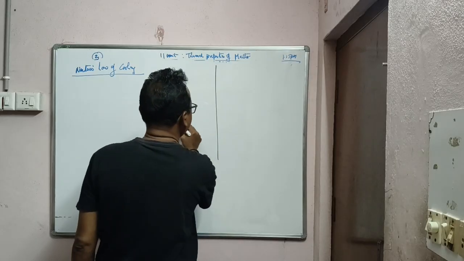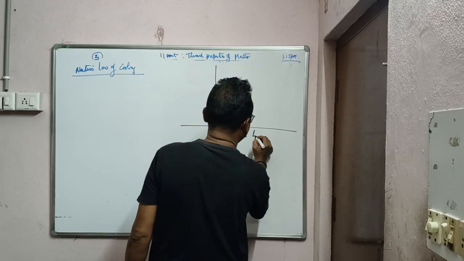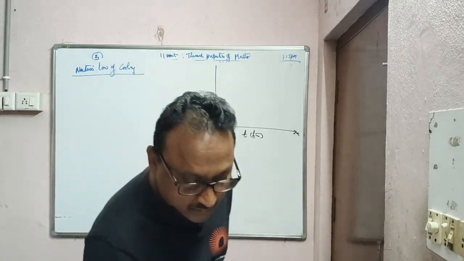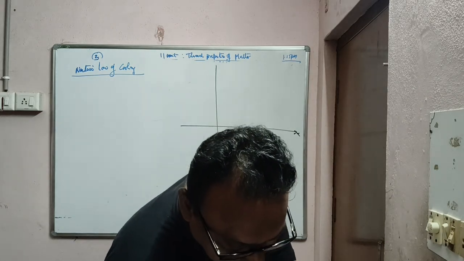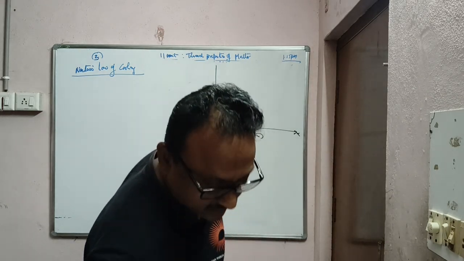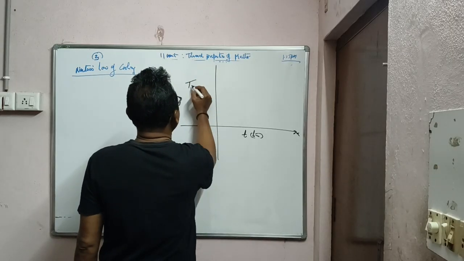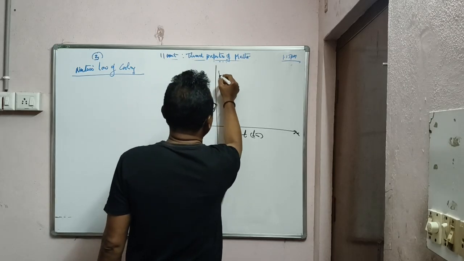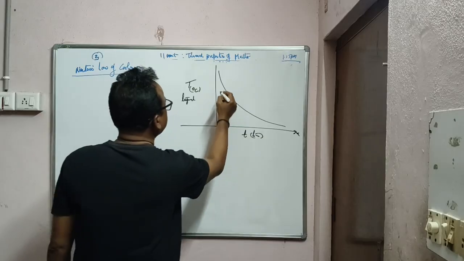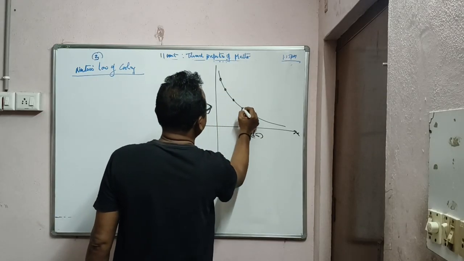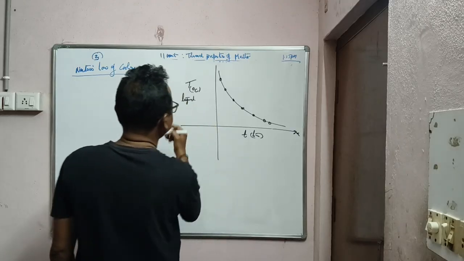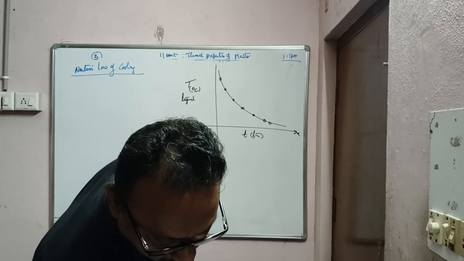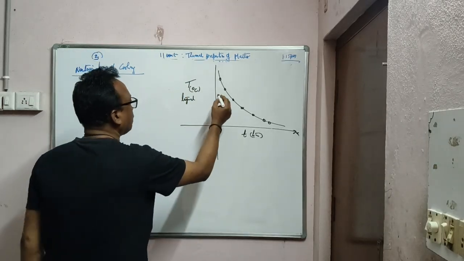I'll draw a graph for you. Time in minutes or seconds on the x-axis, and you can take temperature in degree centigrade. So for the rate of cooling, you can see the graph is decreasing. Time versus temperature in degree centigrade. So it is a curve showing the cooling of a body. This is the graph for the cooling of a body.